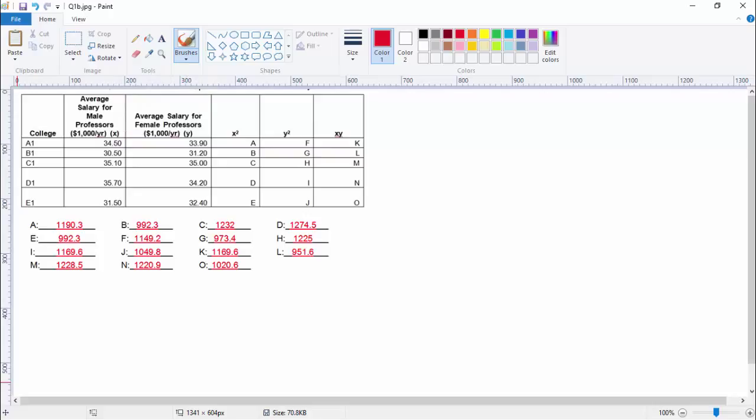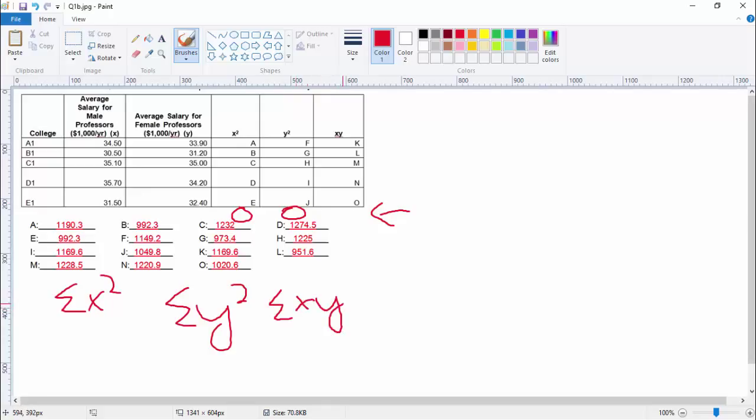Okay, so the whole reason we filled in the table was to actually get the totals at the bottom, right? The whole point of this was to get the sum of x squared, which will be down here, this total. And then we'll get the sum of y squared, which will be this total down here. And then we'll also get the sum of x, y, which will be this total down here. So you can work ahead if you want.